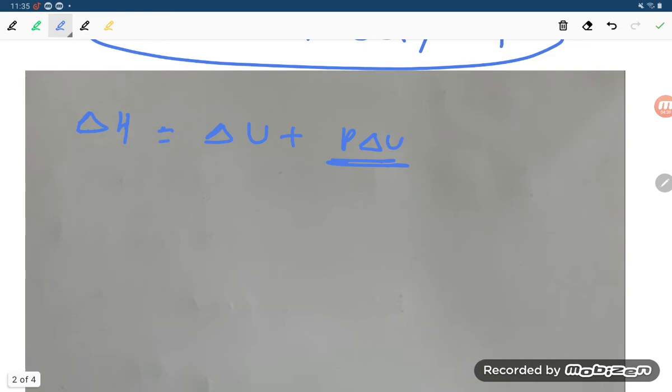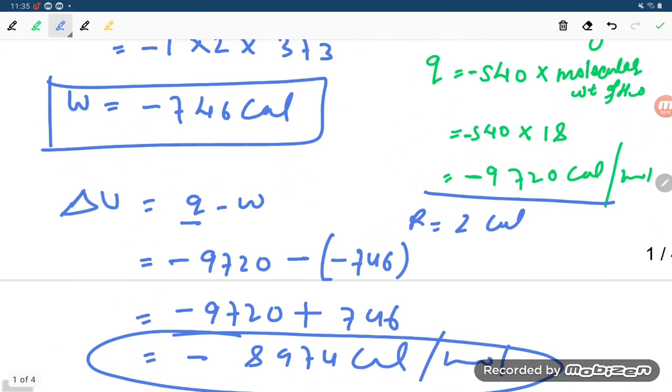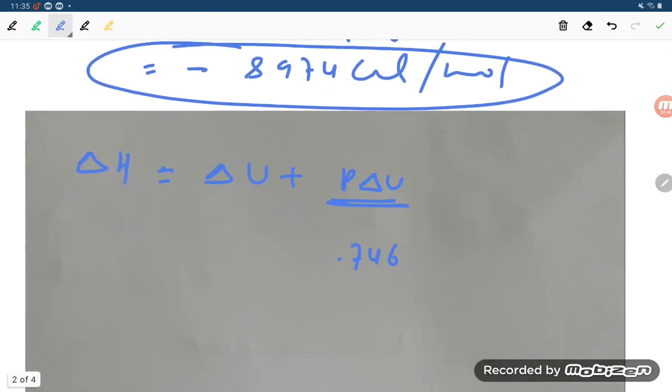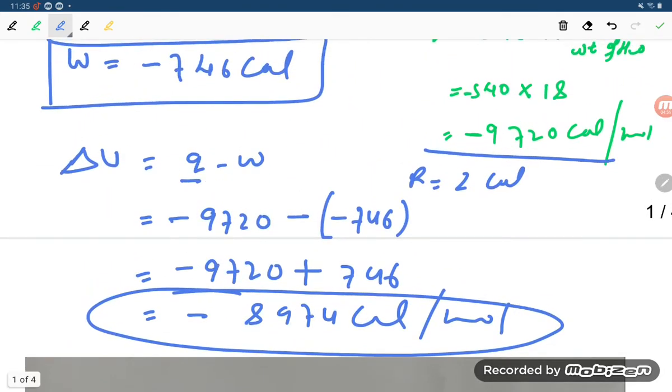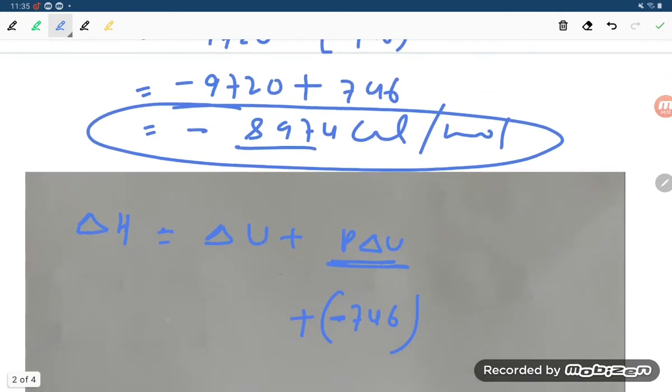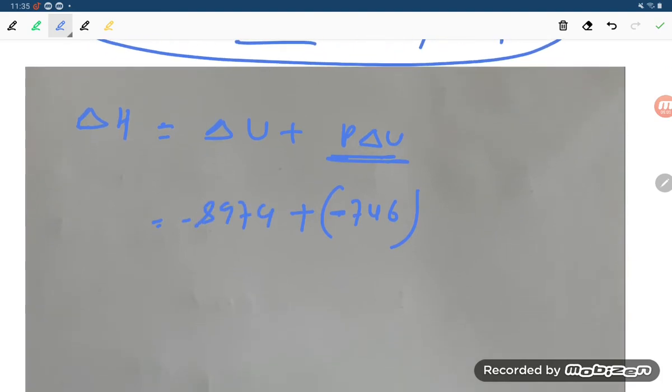How much have we calculated? That is 746. You can see the negative sign is there. Let it be negative. The delta U value we have calculated here is minus 8974, right?